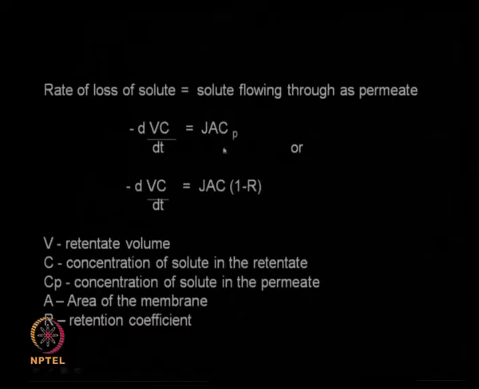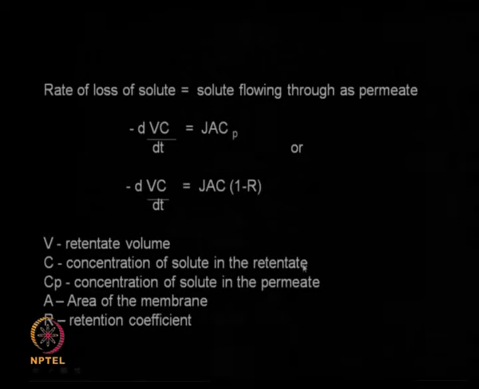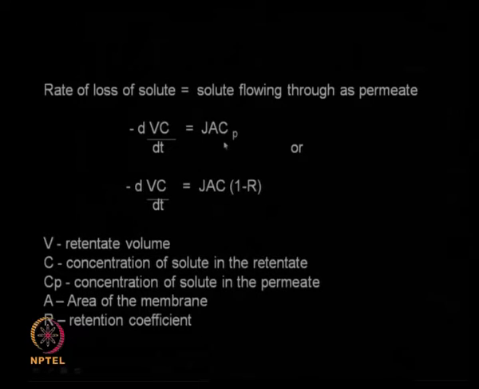Now this Cp you write as C into 1 minus R. C is the concentration of the solute in the retentate, that is the concentration that is remaining, and R is your retention coefficient. So if the retention coefficient is 0, then C and Cp will be the same, whereas if the retention coefficient is 1, this will get cancelled off. Okay. So the rate of loss of solute is on the left hand side, and solute flowing through as permeate on the right hand side.